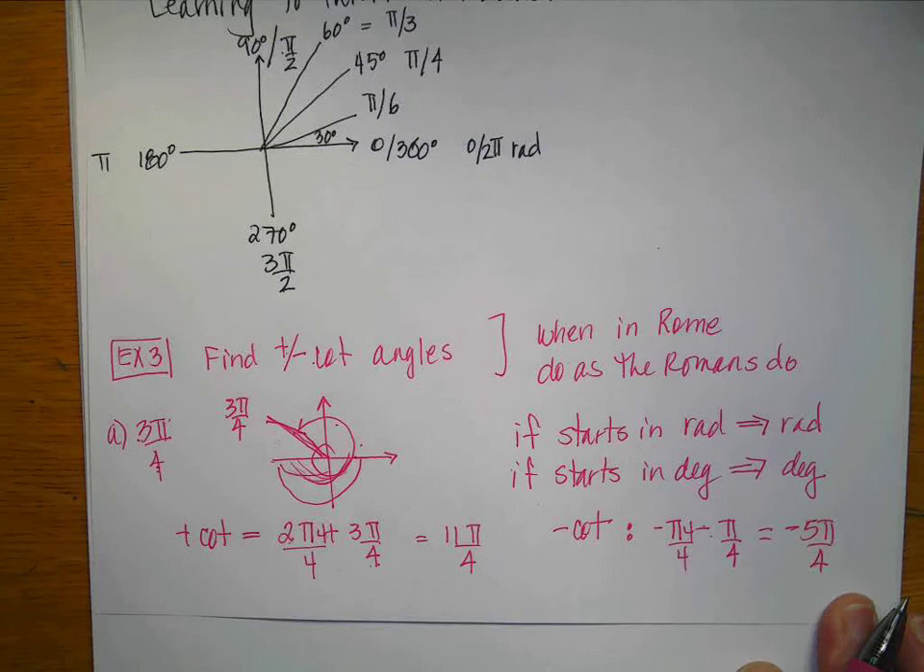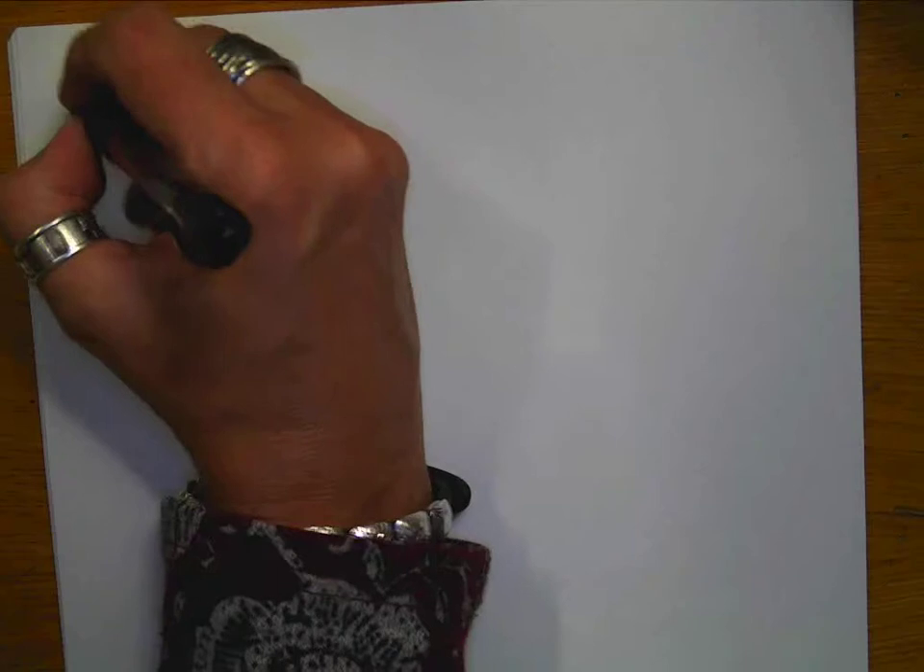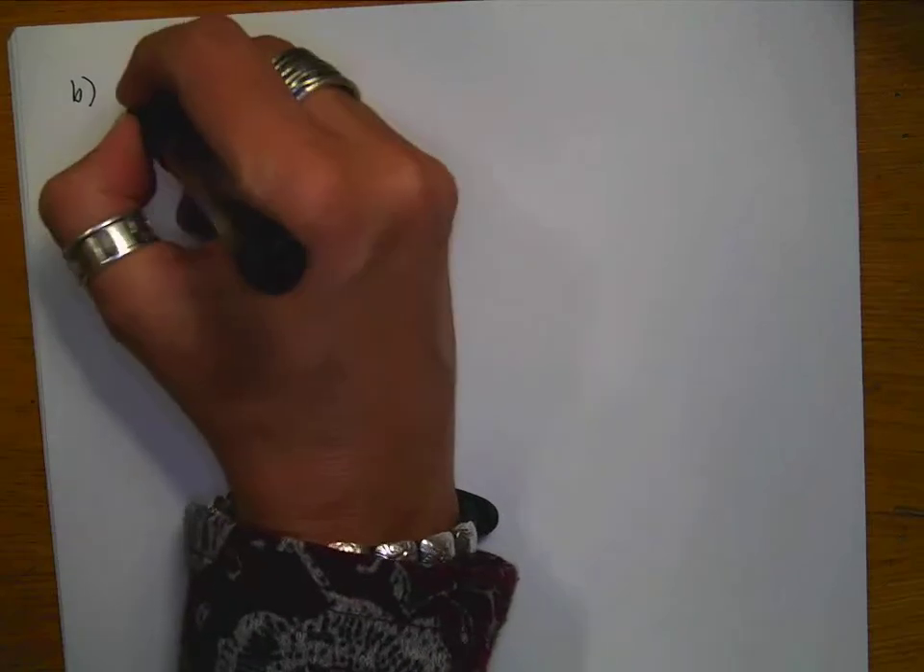So what we need to learn to think about when we're doing our angles in radians is adding and subtracting from the horizontal axis. Okay? So I'm going to do another example.